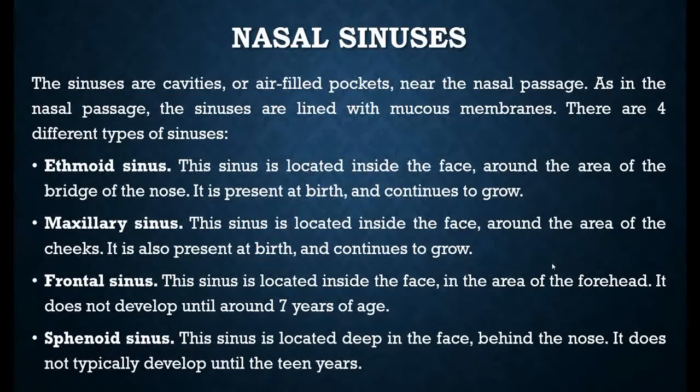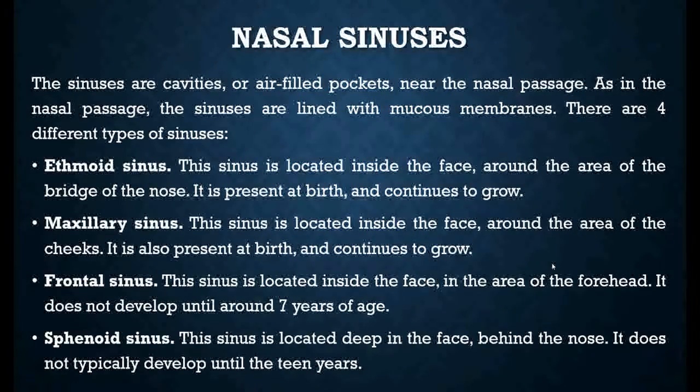Basically we have four different types of sinuses. One is the ethmoid sinus, which is located inside the face, close to the bridge of your nose. It is present from birth, and it continues to grow as you grow. Next is the maxillary sinus, which is located again inside the face but close to your cheeks. It is also present at birth and continues to grow with usage.